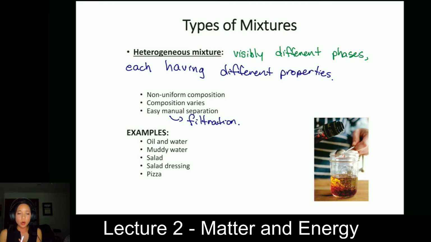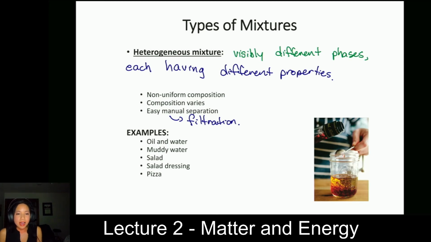Something like muddy water. You have water and solid mud in one mixture. That would be another example of a heterogeneous mixture. If you left muddy water out long enough, you would eventually see the mud layer sink to the bottom while the water stays on top. And if you shake it again, you could let them separate over time.